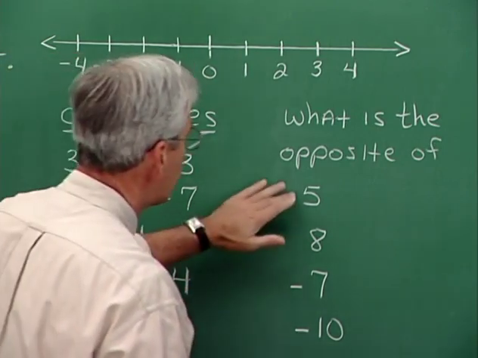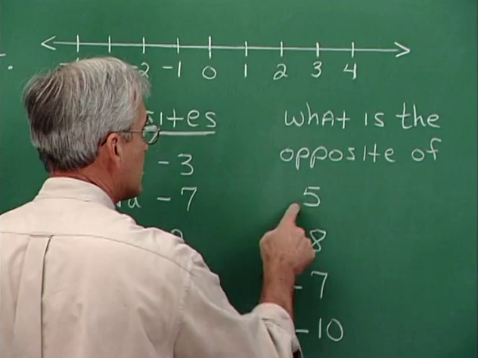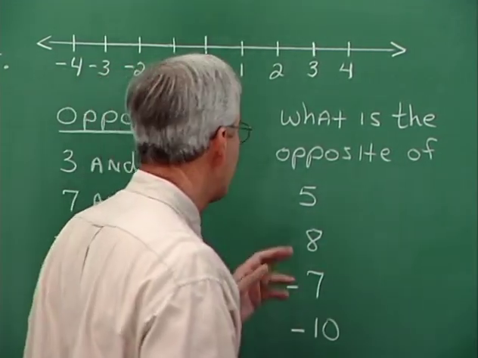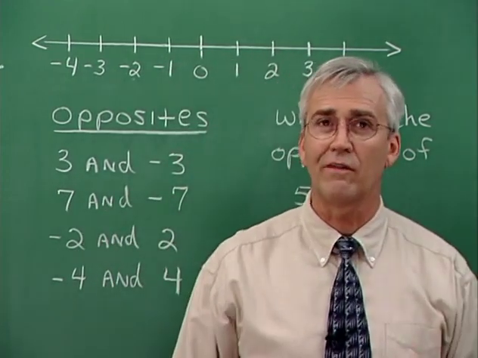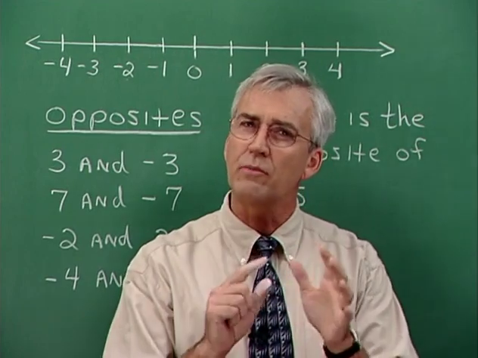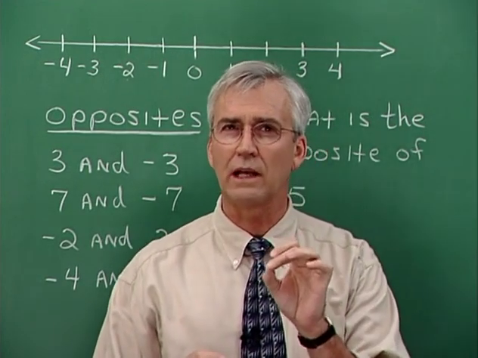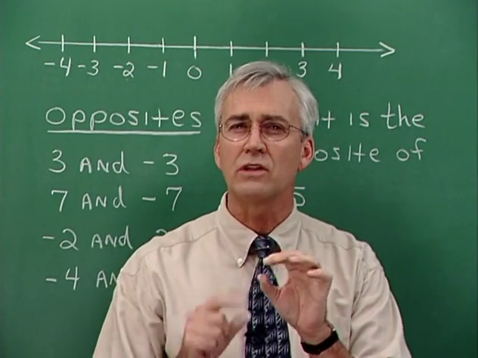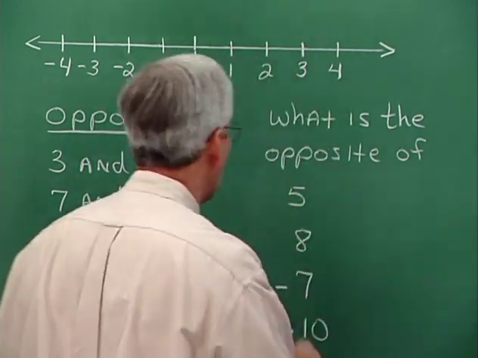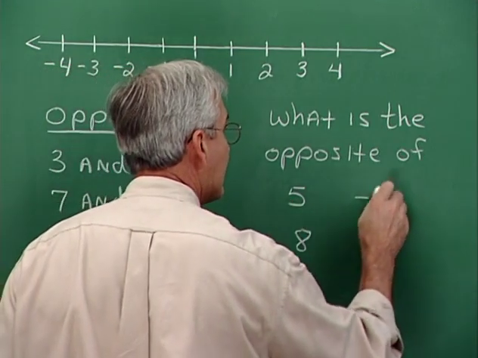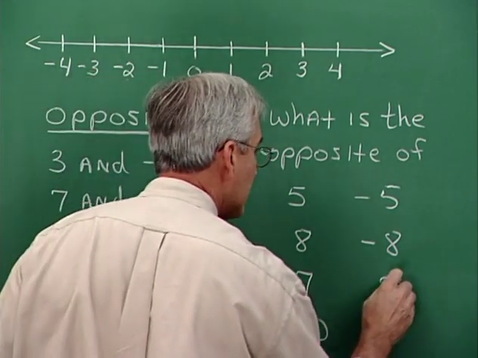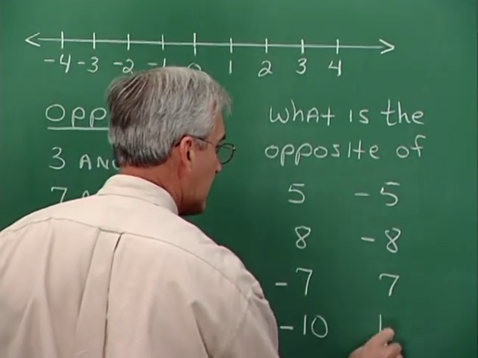Suppose we want to write the opposite of these numbers. Well, let's see, the opposite of 5 would be, you see, all we're doing is, if there's no minus sign, we put one, and if there is a minus sign, we take it away. We can kind of think of it like that, but it's a pretty good idea to understand conceptually that it's the same distance from 0 on the number line, but on the opposite side. Okay, the opposite of 5 is -5. The opposite of 8 is -8. The opposite of -7 is 7. The opposite of -10 is 10.